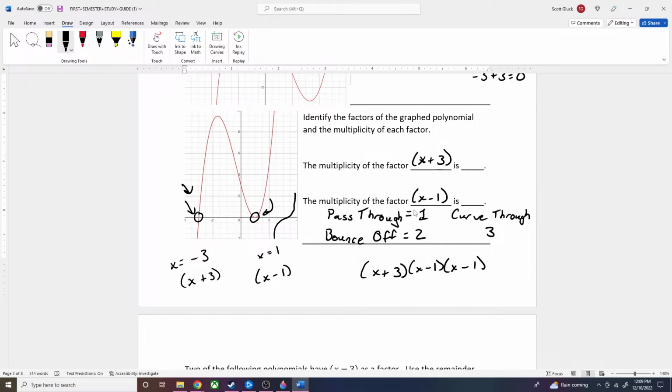But then you finish these sentences off. The multiplicity of the factor x plus 3 is 1. And the multiplicity of the factor x minus 1 is 2. Boom. That's it. You're done. Nice and easy. Nothing too complicated there. You've got yourself a quick, simple solution to a quick, simple problem. If I remember correctly, I formatted this one to where it is a drag and drop response on the final. So keep that in mind, that you're going to have a nice little drag and drop response section that you can work with, okay?